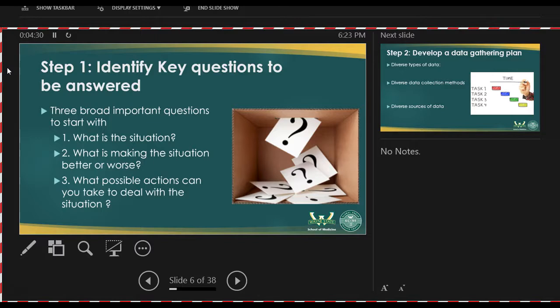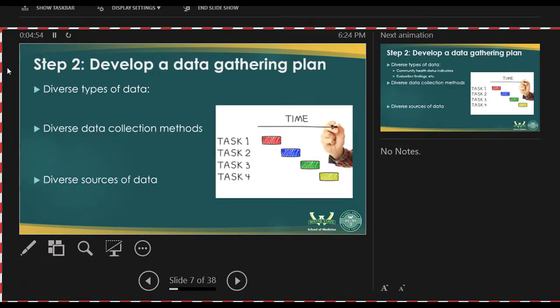So we want to go to Hamtramck, and then we want to do a hypertension project. Why do we want to do a hypertension project in Hamtramck? The first thing is, what is the situation of hypertension in Hamtramck? And second is, what is making the situation better or worse? Do they have enough education? Is it health education? Is it supplies or medication? Is it actually monitoring the blood pressure at home? What is making it better or worse? And what possible actions can you take to deal with the situation? Those should be your key questions when you start off with any project.